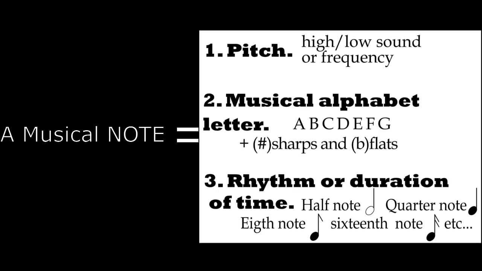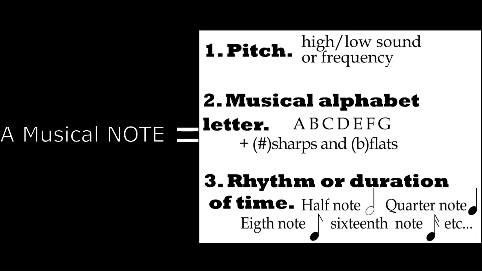What is the note? What does it actually represent? Well, a note can be any of three things or all of these things at the same time. It can be a pitch, which means it's a frequency that's either high or low. It can be an alphabet letter name from our musical alphabet, like A, B, C, D, E, F, and G, or any of the sharps of those alphabet letter names.